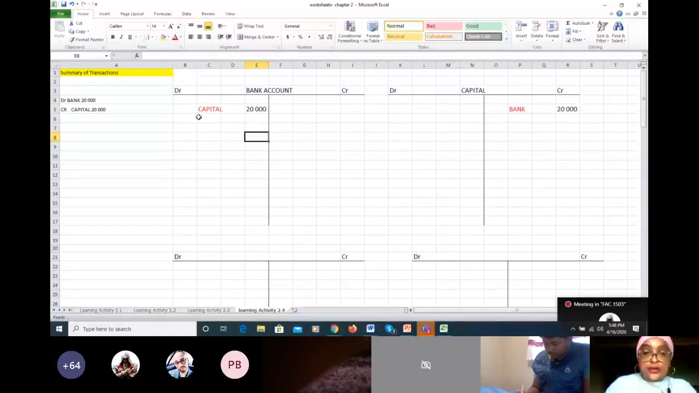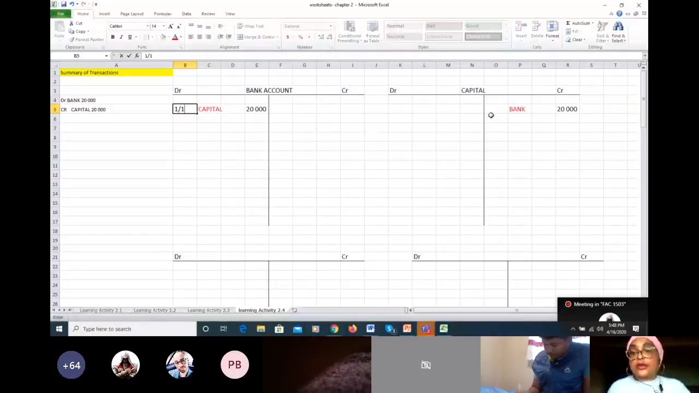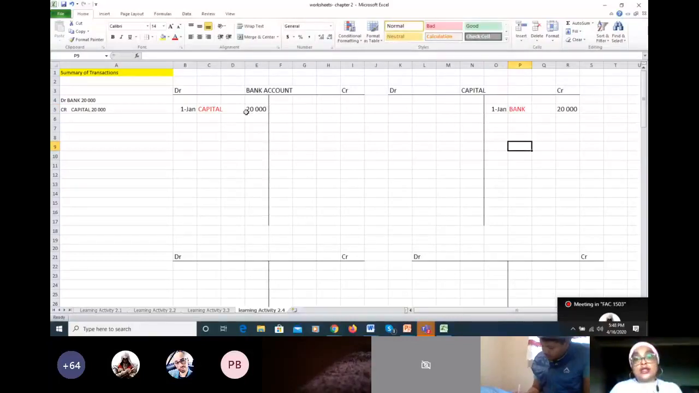So let's just put here the 1st of the 1st for now. Can you see it becomes easier when I look into my bank account? I can see that 20,000 Rand came in via capital. And that's why you can see at the end of the month where all your money is.